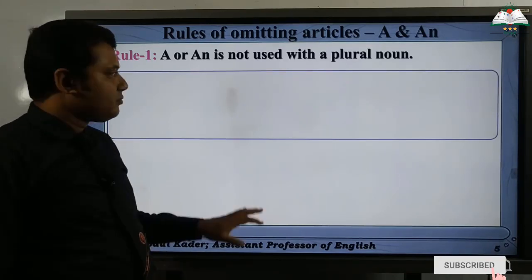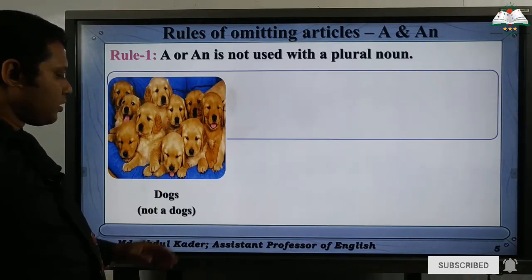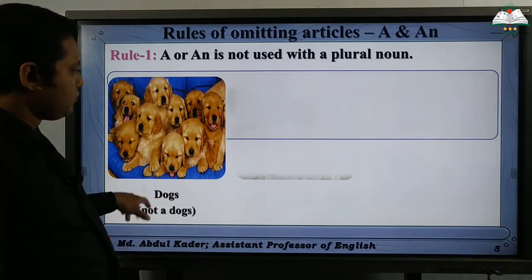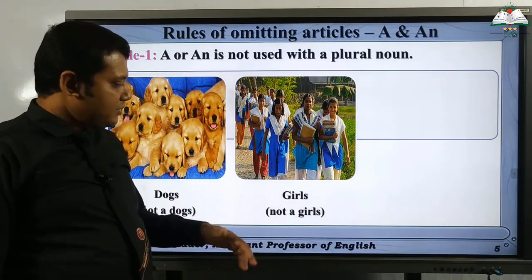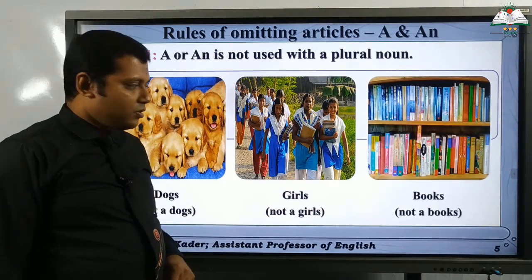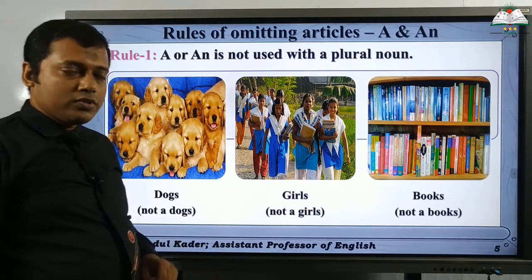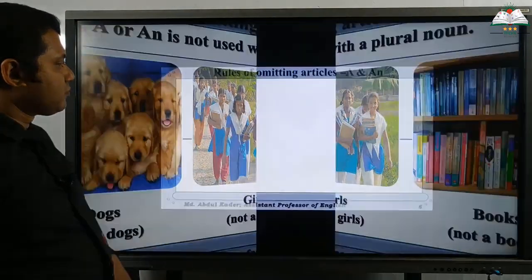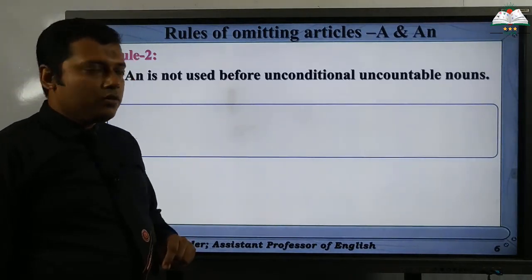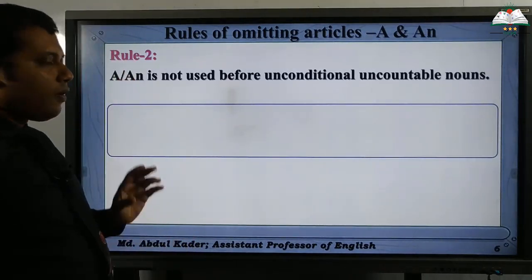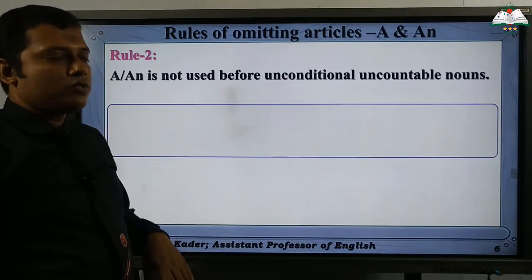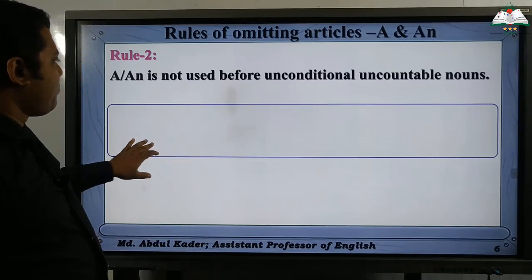Look at the example. Dogs, you can't say a dogs. Girls, you can't say a girls. Books, you can't say a books. Now, dear student, this is rule number 2. A or N is not used before an uncountable noun. Let me explain with example.